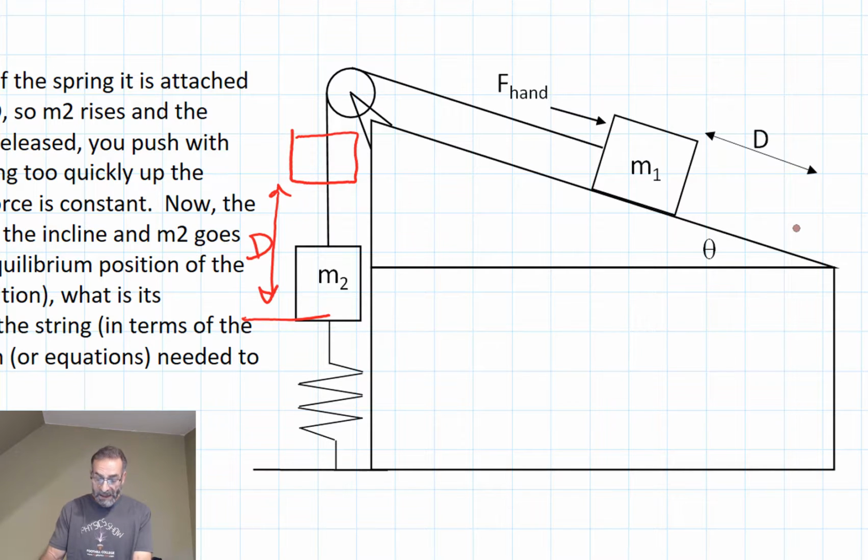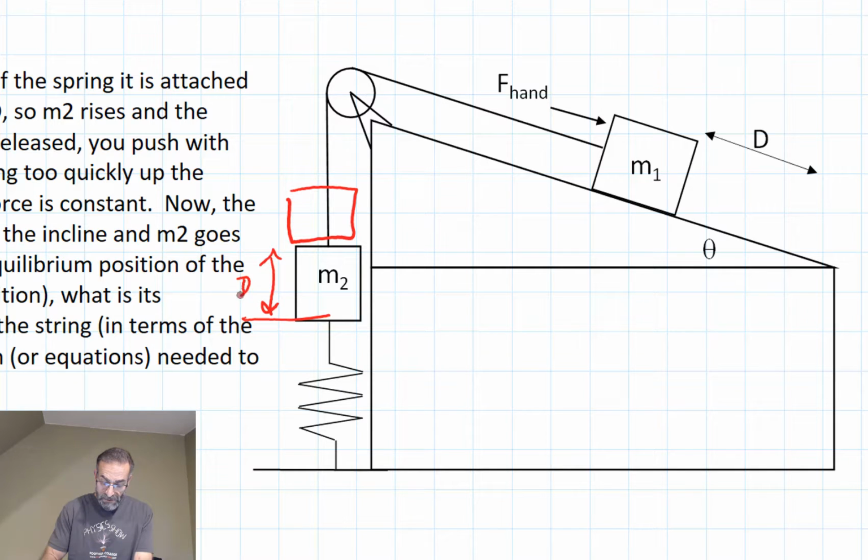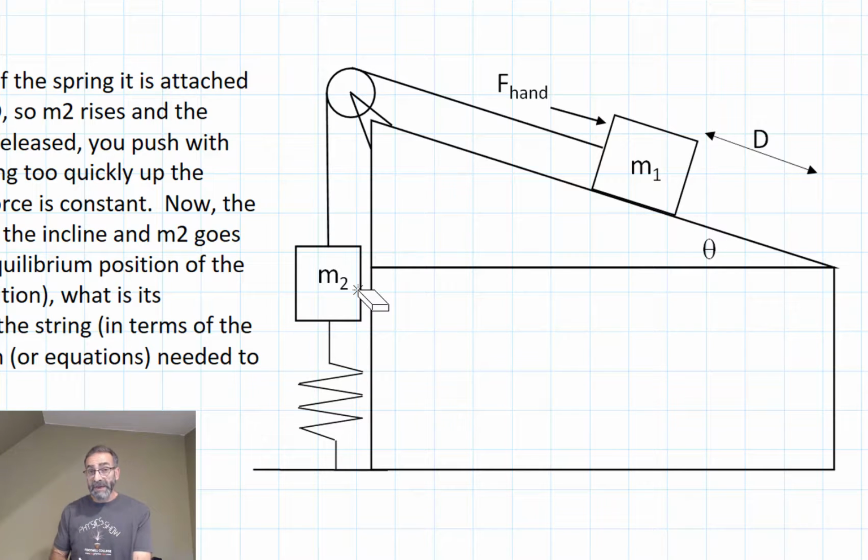We release the boxes. M2 starts to go down. And what we care about now is the point when it's halfway back to its equilibrium position, d over 2. So it's going to be moving down, and M1 is going to be moving up the incline, and the spring will be stretched by a distance d over 2.